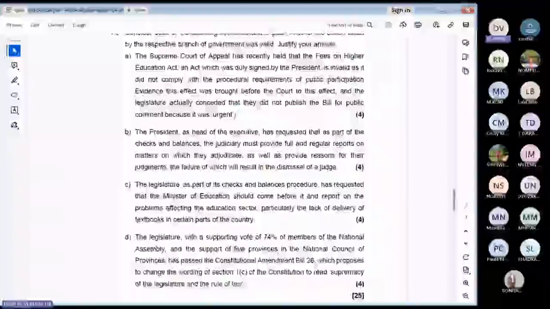All right, let's try number C. It's in the same vein as B. So the legislature, as part of its checks and balances procedure, has requested that the Minister of Education should come before it and report on the problems affecting the education sector, particularly the lack of delivery of textbooks in certain parts of the country. So now this is a similar thing as in question B.